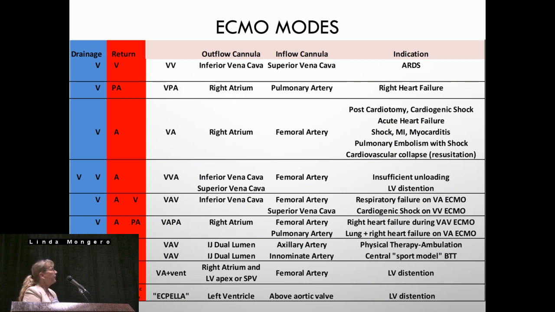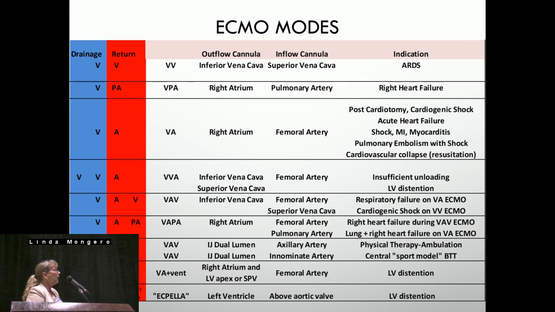VVA is inferior vena cava, superior vena cava to the femoral artery. It would be for insufficient unloading or left ventricular distension, although people are adding a lot of vents to their circuits these days. Then VAV, inferior vena cava to the femoral artery and also superior vena cava, would be for respiratory failure on VA ECMO or cardiogenic shock on VV ECMO. Then we have VAPA, so it's the right atrium, the femoral artery, and an additional pulmonary artery cannula for right heart failure during VAV ECMO or lung and right heart failure on VA ECMO.